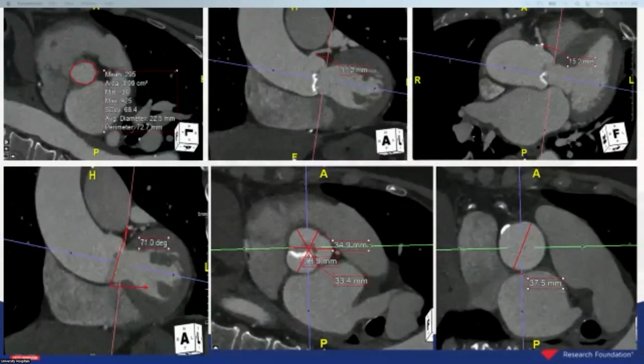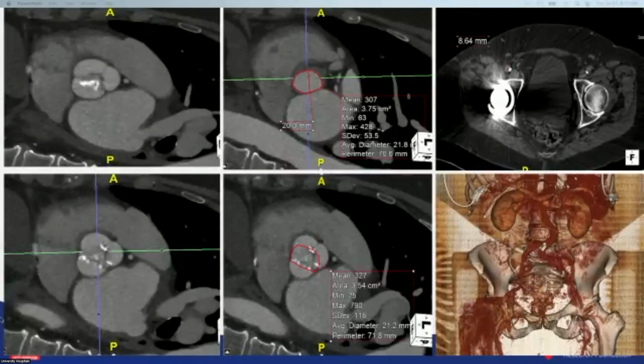Keep going there, Hitesh, please, with the measurements. So the annular perimeter is 72.7. The area comes out to be 399. The left coronary height is 11.2 and the right coronary is 15.2. The angulation, as Dr. Attizzani mentioned, is 71 degrees. The sinuses are about 34 and 33.4, and the STJ is 37.5.